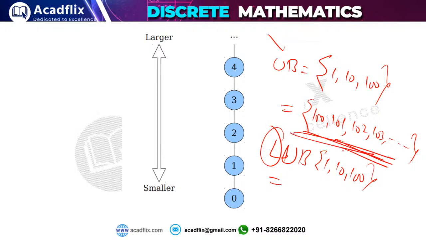In this upper bound, you need to find the least element. So the least element will be 100. So this will be your least element. Anyway, this is the complete concept you have seen.